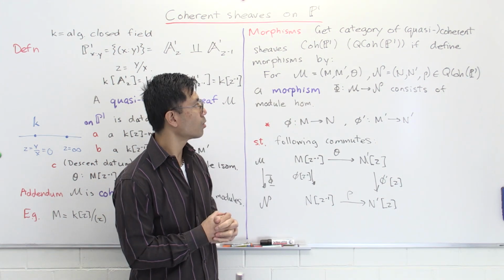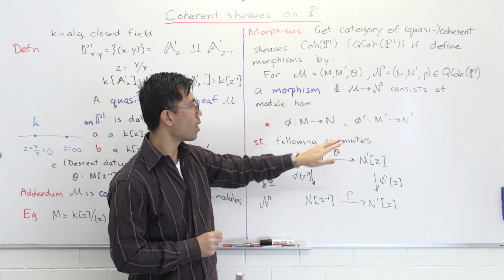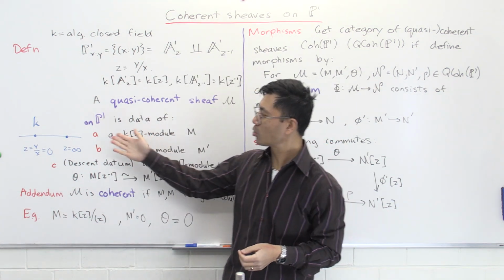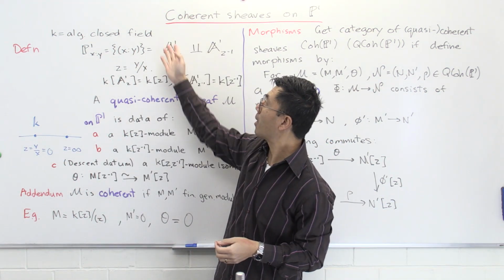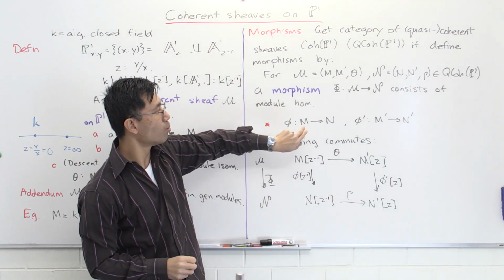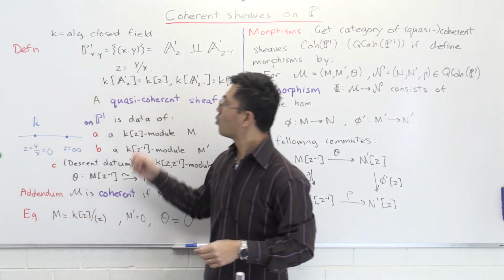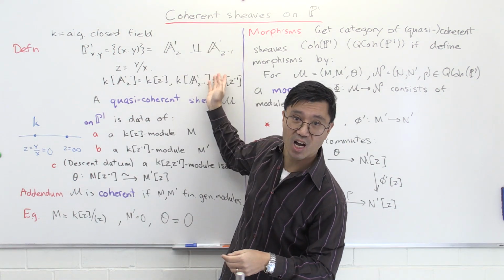Okay, so basically what we want is a morphism from M to N, and that will consist of what? Well, basically you restrict to this affine line and you want a morphism there. So that means you want a morphism of K[Z] modules from M to N. And then you want to restrict to this other affine line.